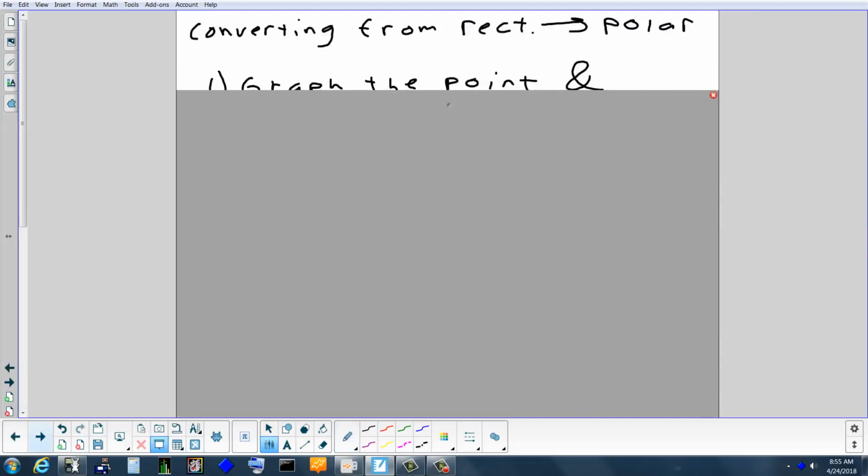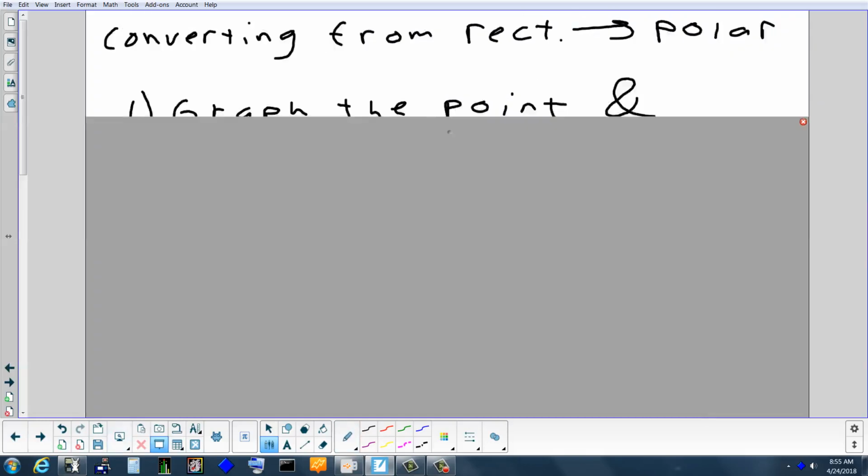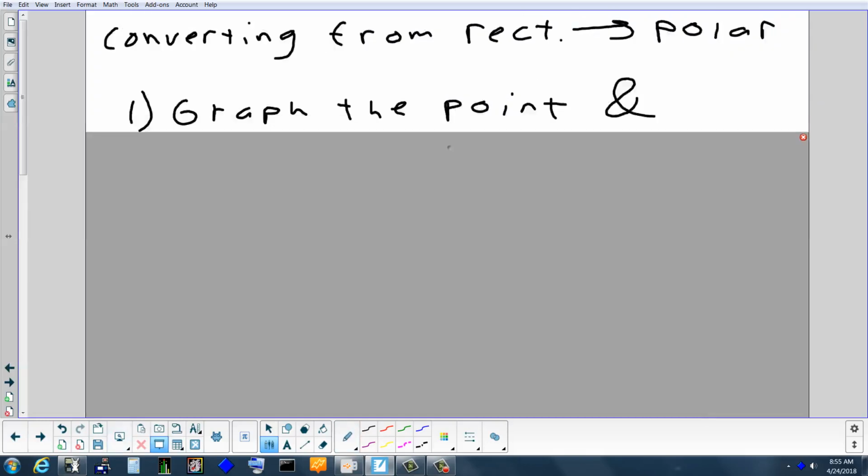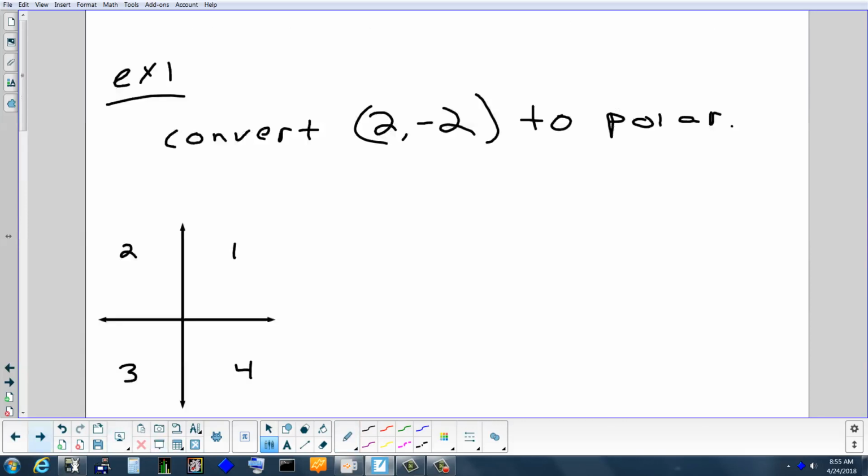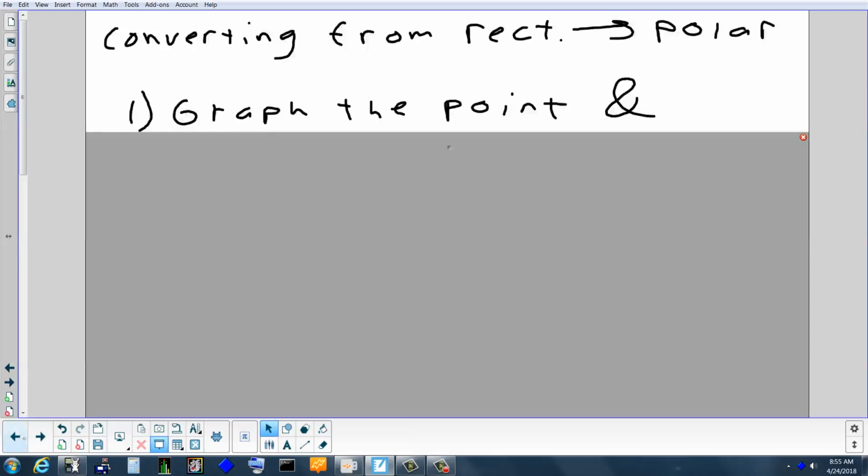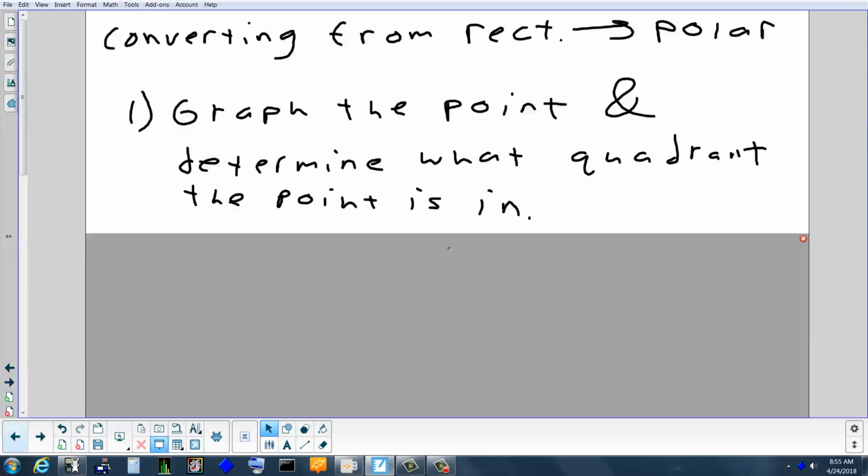All right. So first thing we want to make sure we know is when we're going to change it to polar, we want to know the quadrant that it's in. Just to be clear and make sure people remember the quadrants, those are how the quadrants are numbered. 1 in the upper right, 2, 3, 4. If you can determine the quadrant without graphing it, technically that's fine. The real goal in step 1 is just make sure you know what quadrant you're starting in, because that's going to be important.